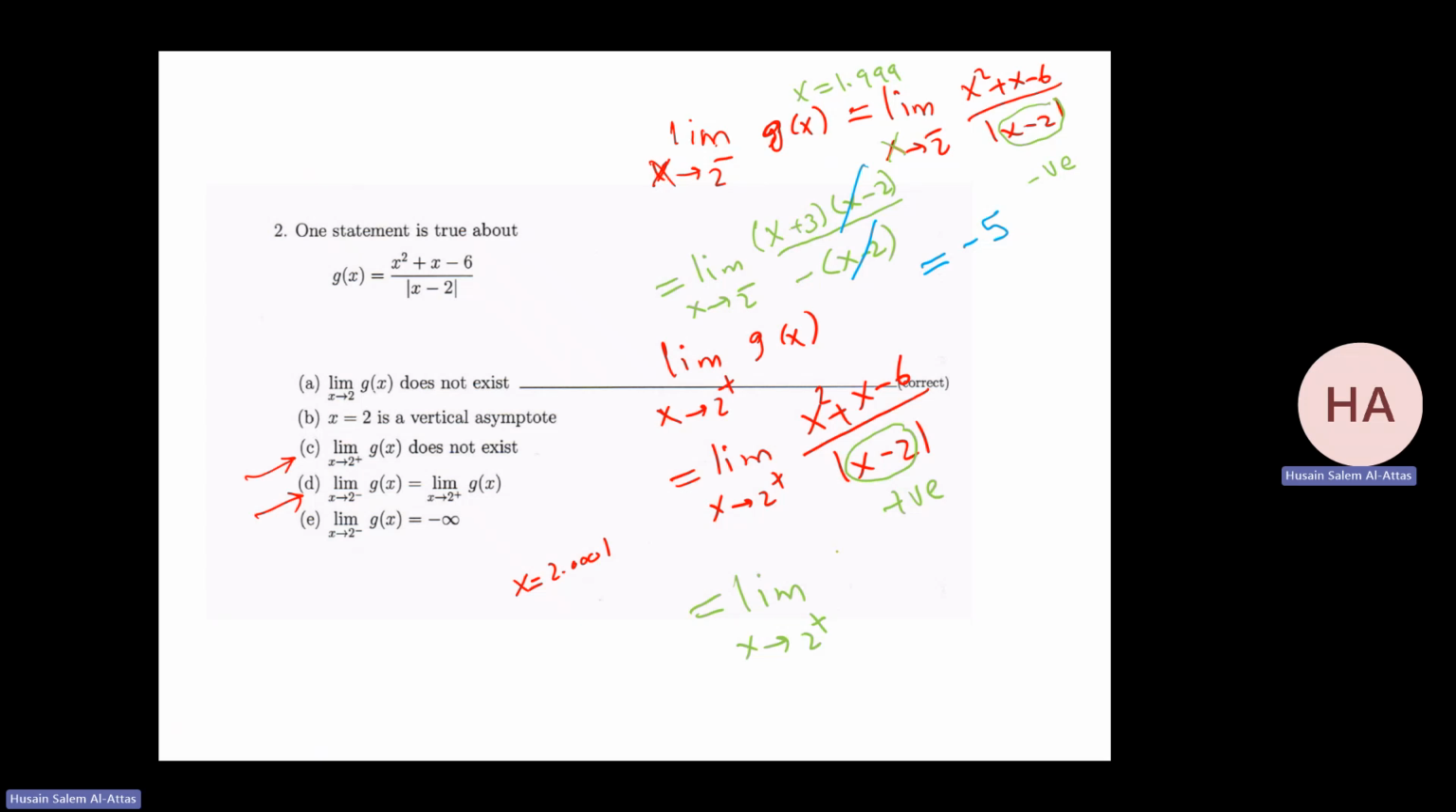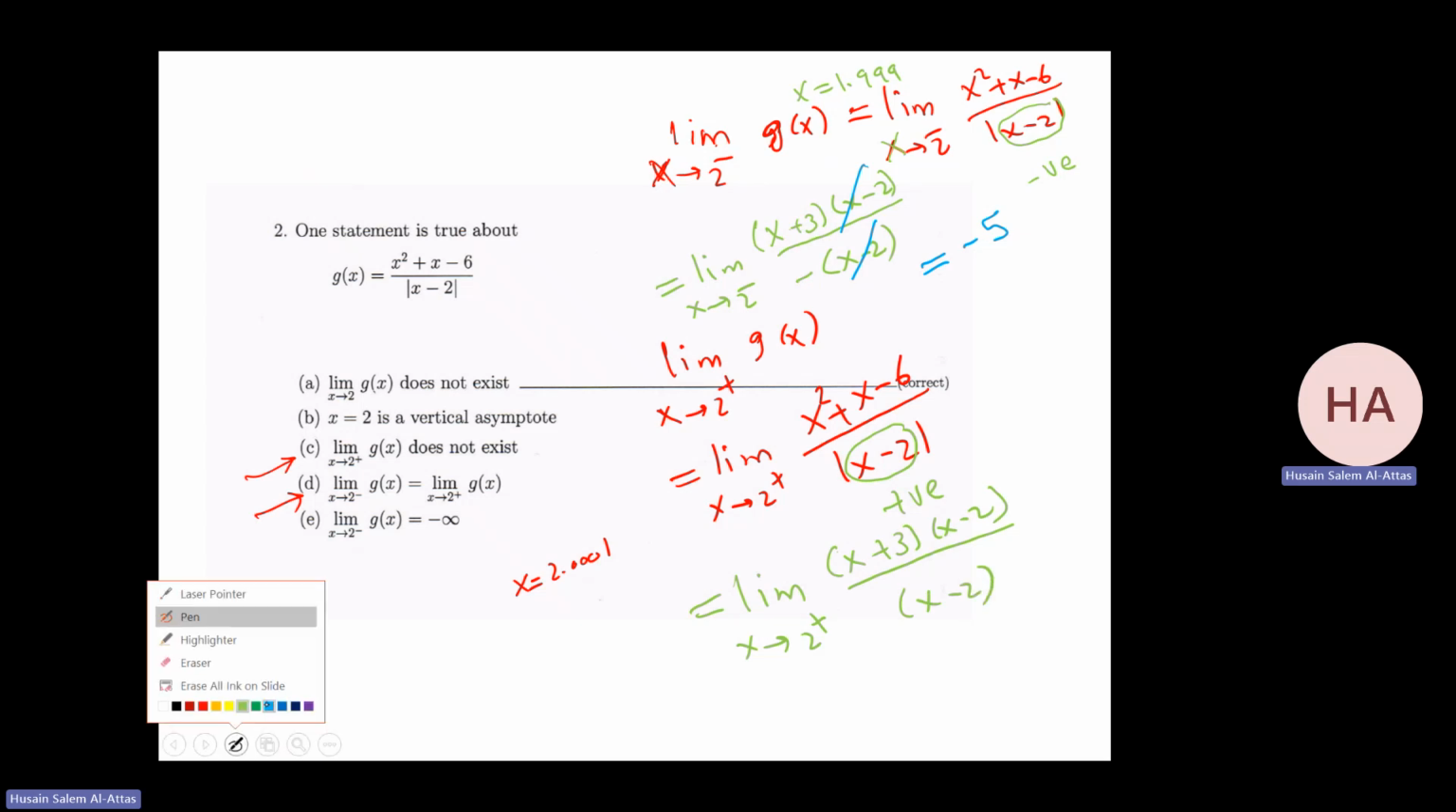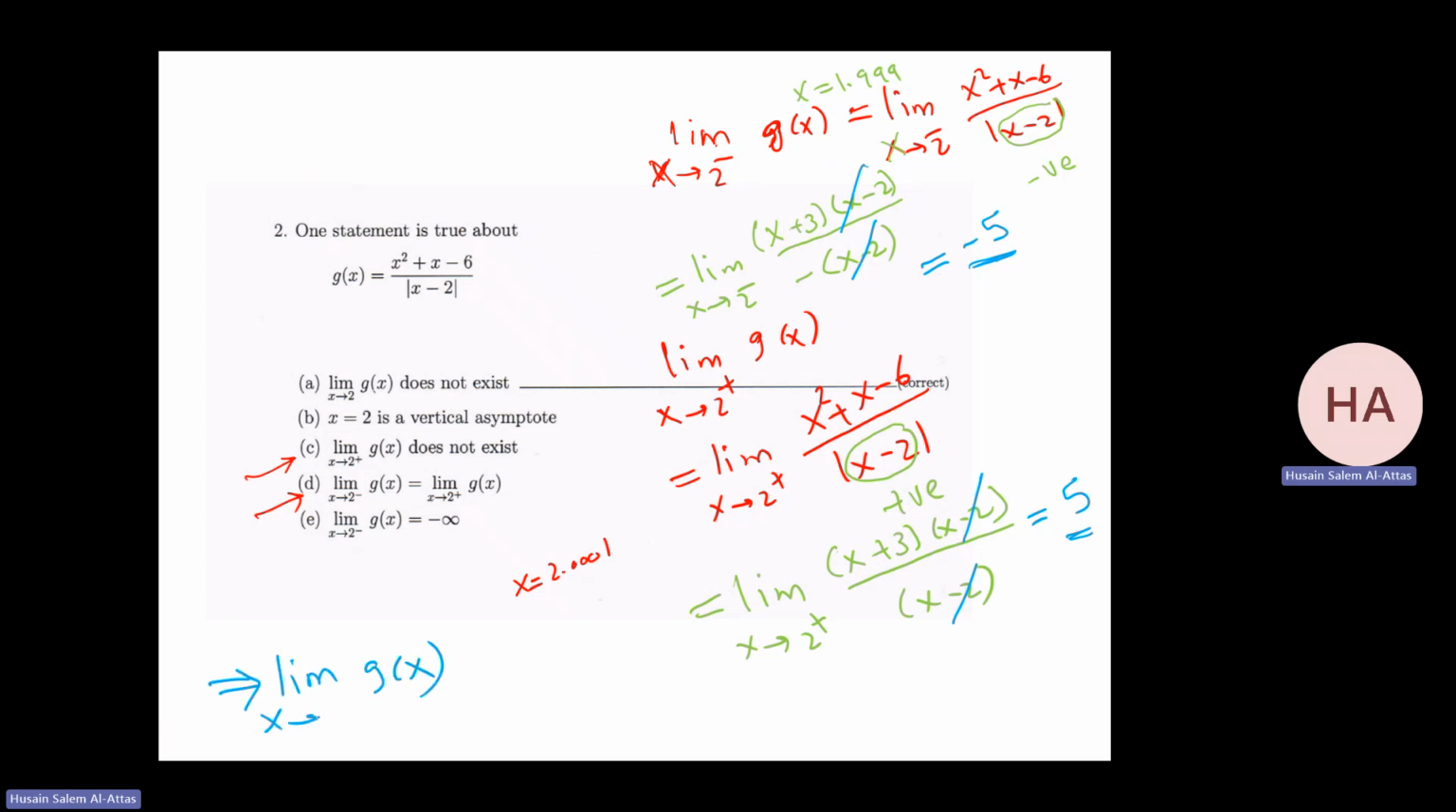This one, I just factor it over as is, x minus 2. Now, let me complete the calculation. This is cancelled. I'm getting what? 5. So from left, I'm getting minus 5, and from right, I'm getting 5. So that means the limit of g of x as x goes to 2 does not exist, because right is not equal to left.